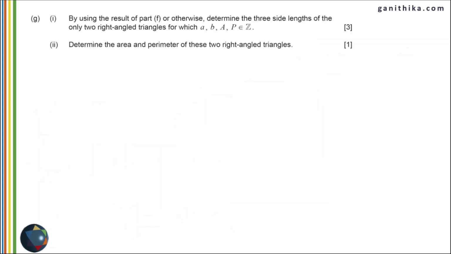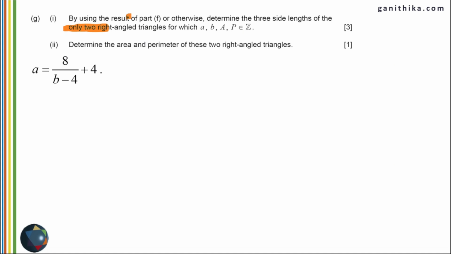Going further, question number G. Using the results of part F, which is this result, or otherwise, determine the side lengths of only two right-angled triangles. There are only two such triangles for which the sides are going to be integers, as well as where a is equal to p. With all these conditions, there are only two such right-angled triangles possible. So we are going to find those two triangles, in which case we are going to find the measure of the sides.